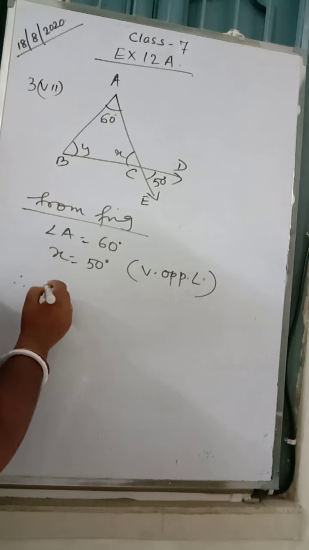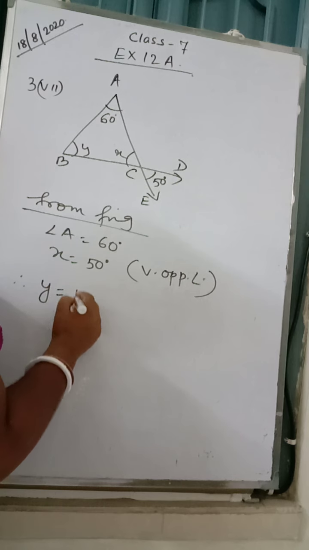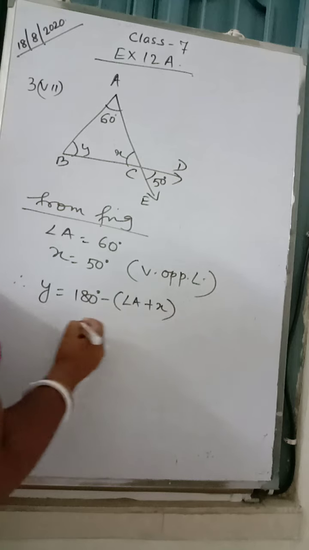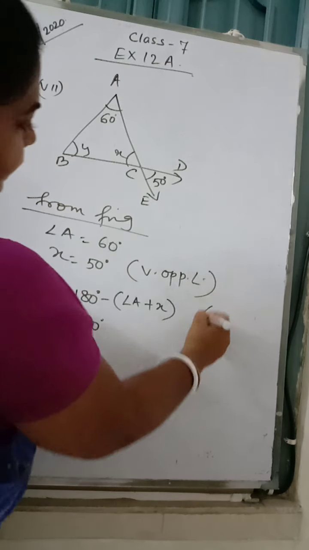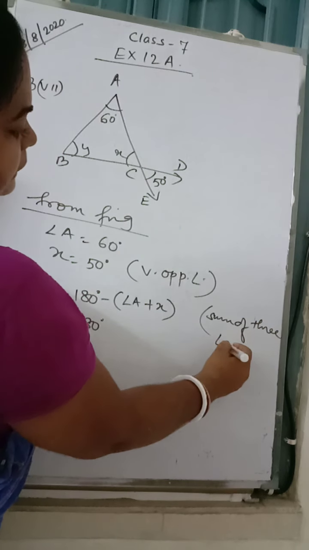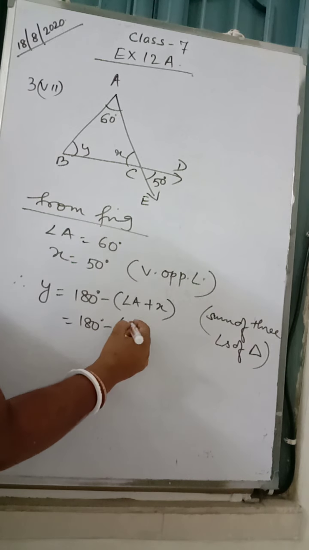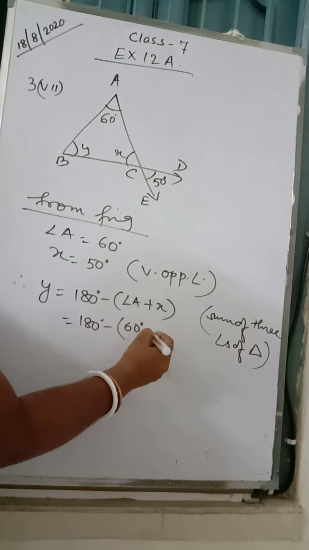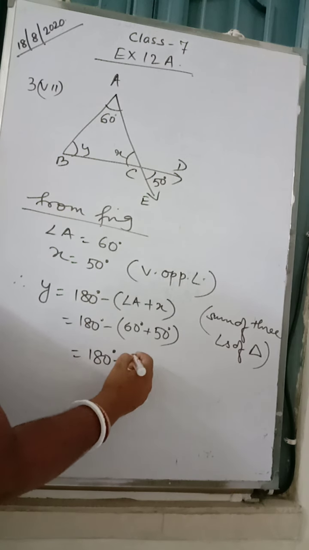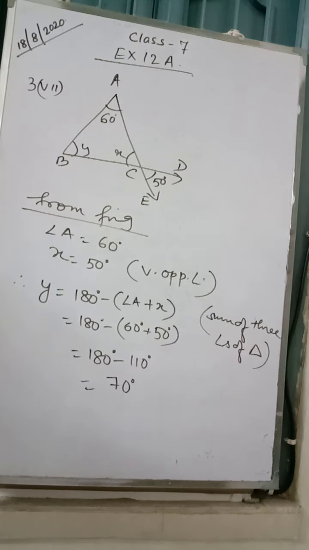So that's what Y is equal to 180 degree minus angle A plus X. Why? Sum of three angles of triangle. So 180 degree minus the angle A's value was 60 degree and the value of X was 50 degree. So this gives you 180 degree minus 110 degree. So the value of Y is 70 degree. Write it please.